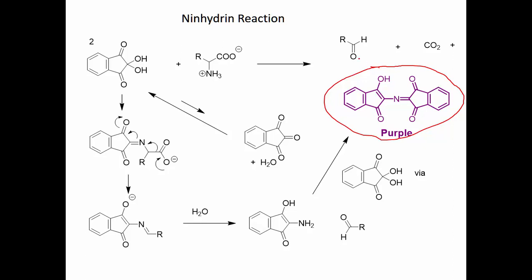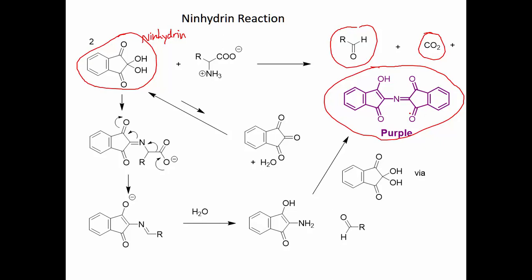So what we do is we're going to take this compound here. This is called Ninhydrin. It's an example of a rare stable hydrate. It's going to react with an amino acid, and we're going to make an aldehyde. Carbon dioxide is a byproduct, and we're going to produce this purple stuff right here. And this is an important reaction for protein labeling.